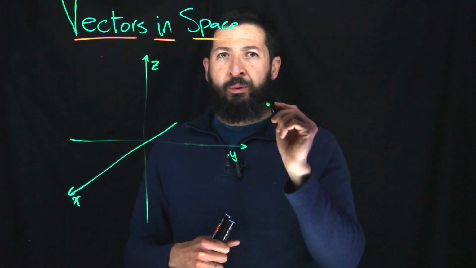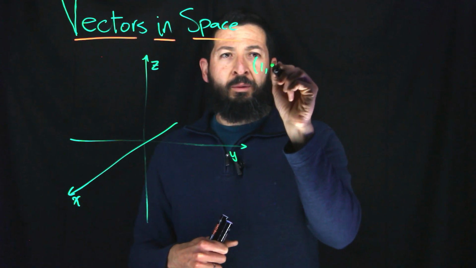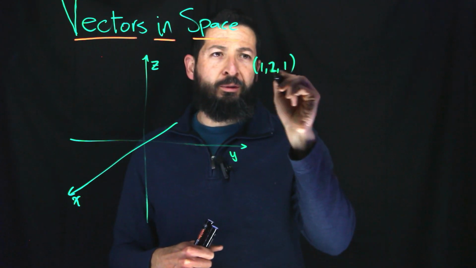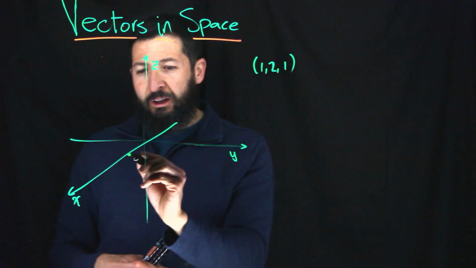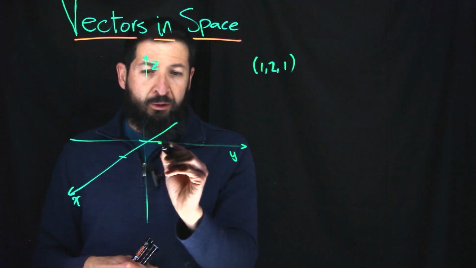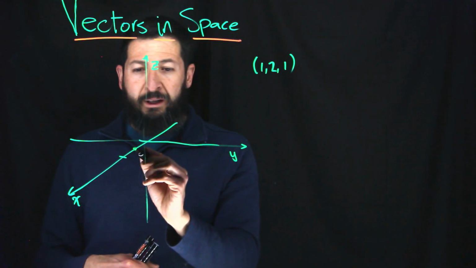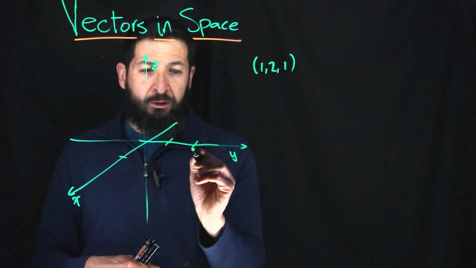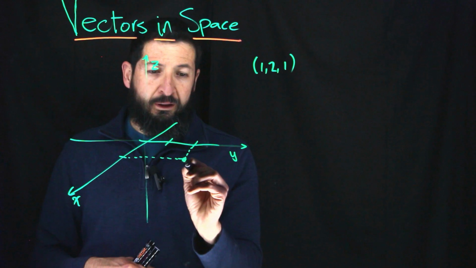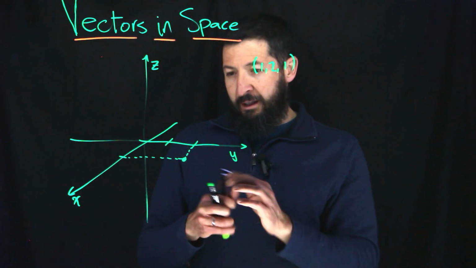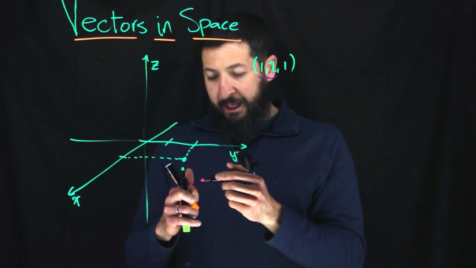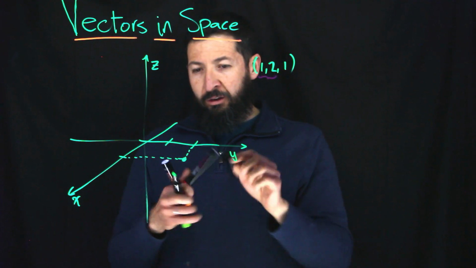So for example, the point 1, 2, 1. You're going to go 1 unit in the x direction. You're going to go 2 units in the y. So you have 1 and 2. That's going to give you a point in the xy plane. So that's the xy plane that corresponds to your first two coordinates.